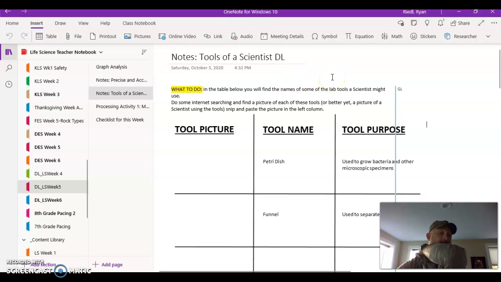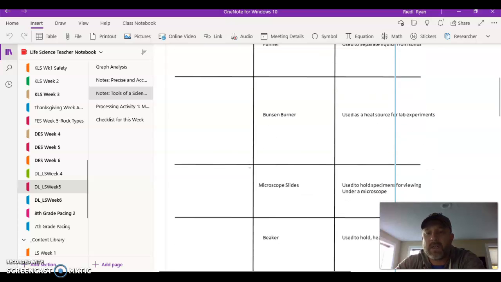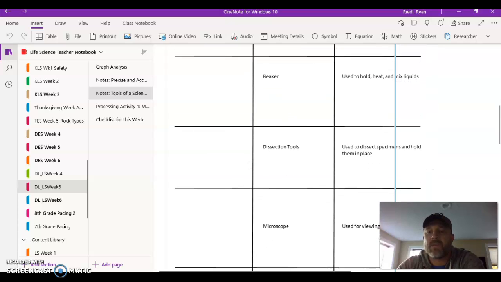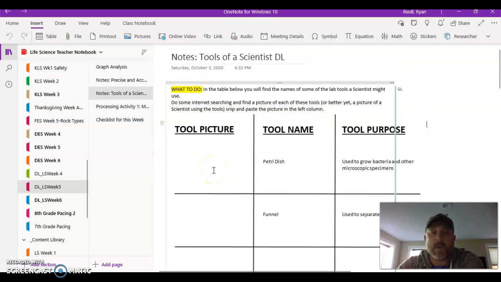And basically, guys, I want you to find out what these things are. I got a bunch of tools on here. I want you to go on the internet and figure out what they are and post a picture of what they are. Okay?